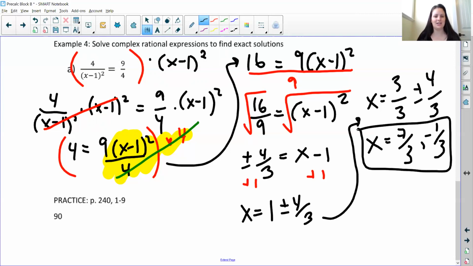Okay, and those are your two answers, and that's how you solve quadratics using completing the square and by using the square root principle. To maintain precision is very important. I'd like you guys to try those questions. Let me know if you have any questions.